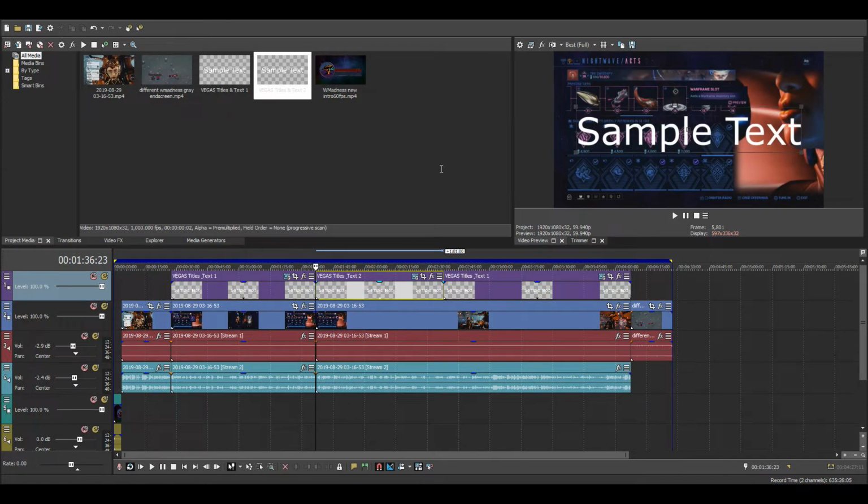I don't think it likes that I'm running both OBS, which is the program I use, and Vegas at the same time. It usually has no problem. Don't know why it is right now.